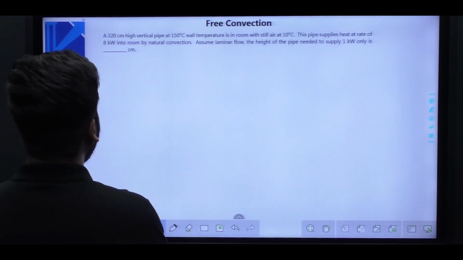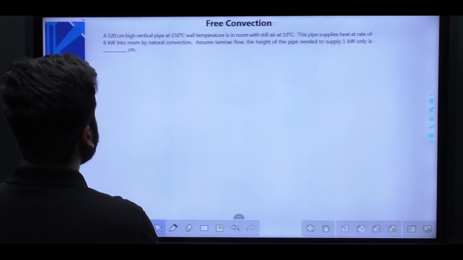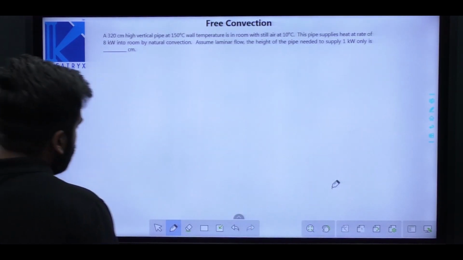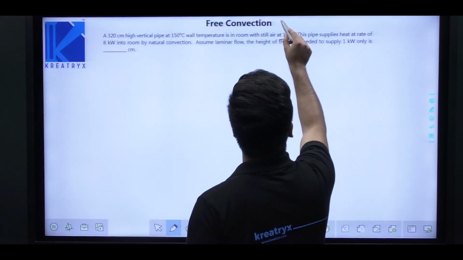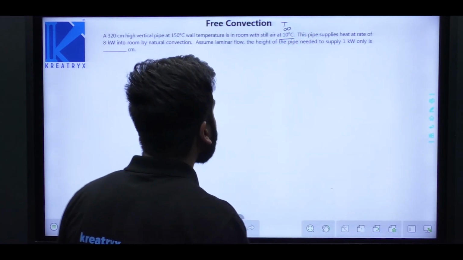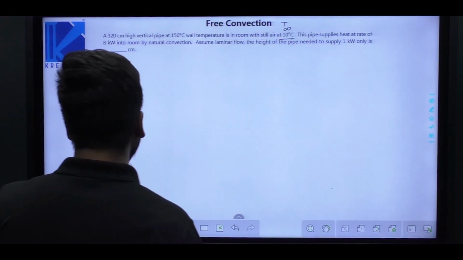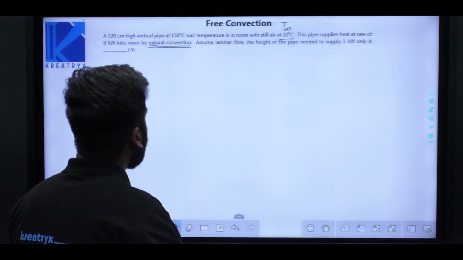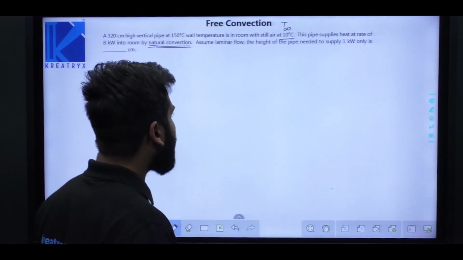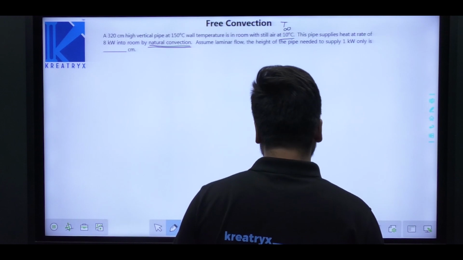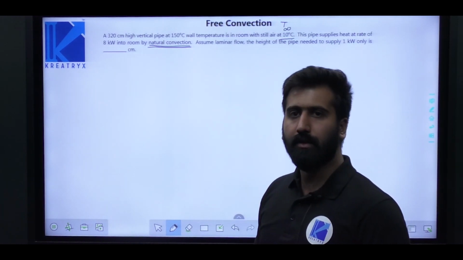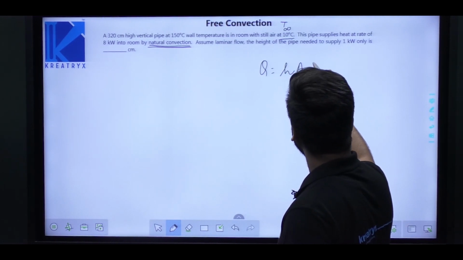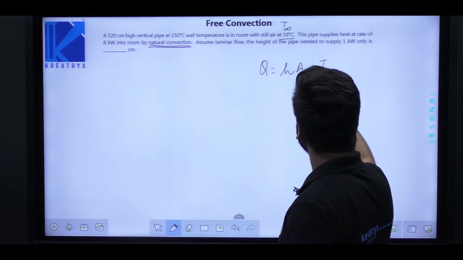A 320 centimeter high vertical pipe at 150 degrees Celsius wall temperature is in a room with still air at 10 degrees Celsius. Okay. So the ambient temperature T infinity is 10 degrees Celsius. This pipe supplies heat at a rate of 8 kilowatt into the room by natural convection, that is free convection. Assume laminar flow. The height of the pipe needed to supply 1 kilowatt only is. So first tell me, what is the heat transfer rate through convection? HA delta T.